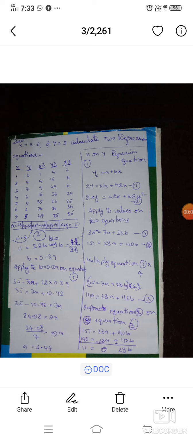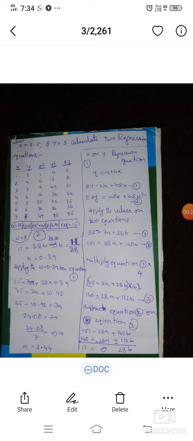Today our topic is regression analysis. We have to calculate two regression equations: one is the equation of x on y, and the second one is y on x. Then let us start the problem.